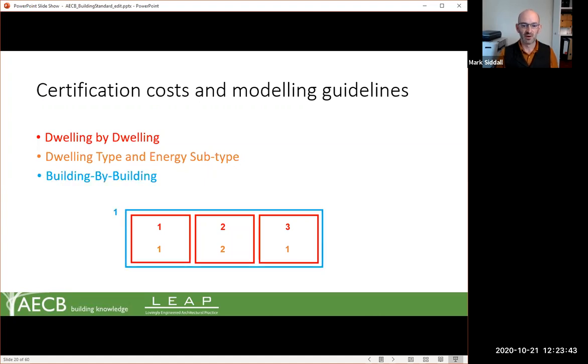And then the least cost approach, the one that we would generally recommend, is the building by building method. So if you've got an entire terrace, you would certify an entire terrace rather than the individual dwellings in it. And that's the lowest cost approach. It requires the least amount of effort to demonstrate compliance. So that's an overview of the different approaches to certification and cost modeling.